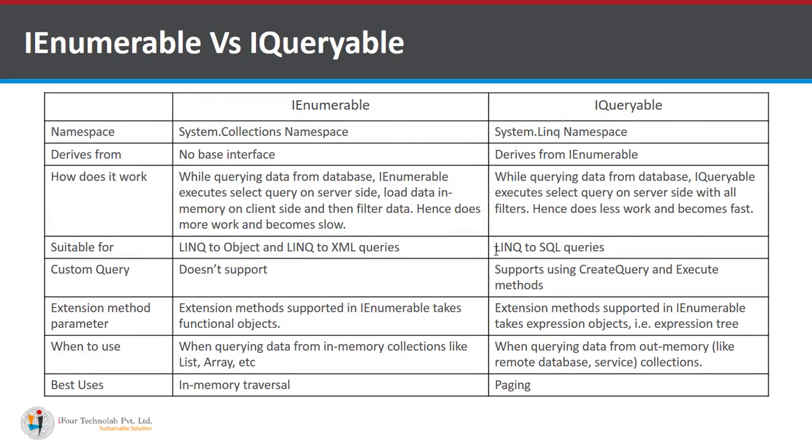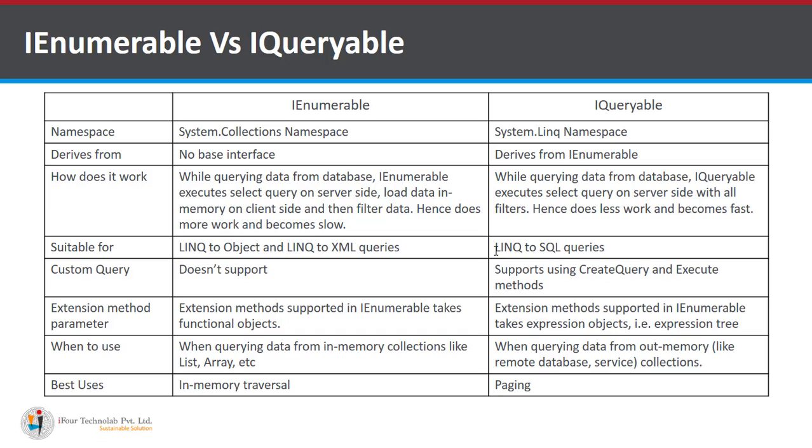Here is a difference between IEnumerable versus IQueryable. The namespace for IEnumerable is System.Collections namespace and IQueryable is System.Linq namespace. IEnumerable derives from no base interface and IQueryable derives from IEnumerable interface. How does it work? How does IEnumerable work?